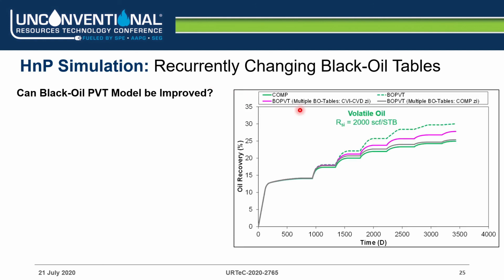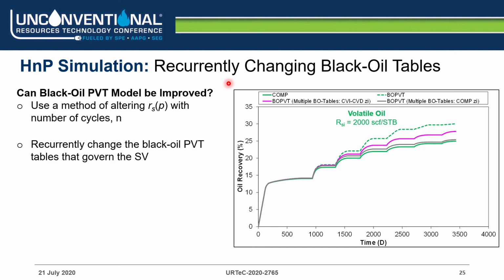We're going to look at the volatile oil system, where we have tried to alter especially the little Rs-versus-P curve with number of cycles. Now, there are different methods of doing this. What we have done is just to recurrently change the black oil PVT model that governs the shattered volume with cycles. So at every cycle, we have given a new set of black oil tables in that region to the reservoir model.